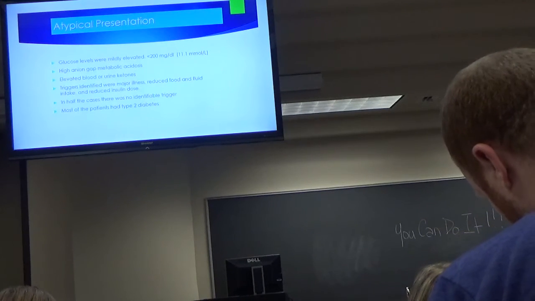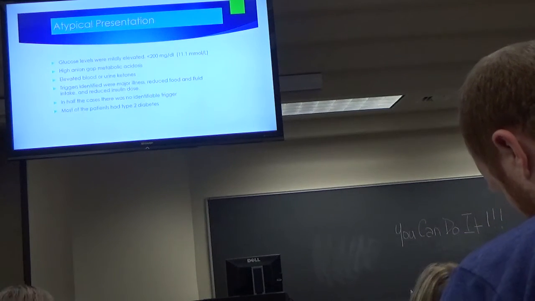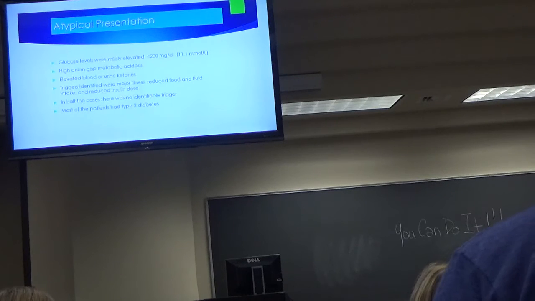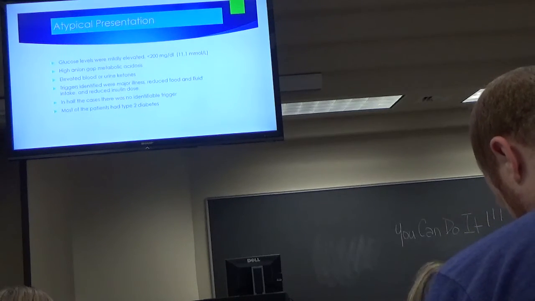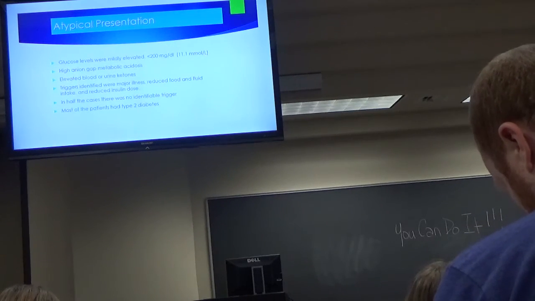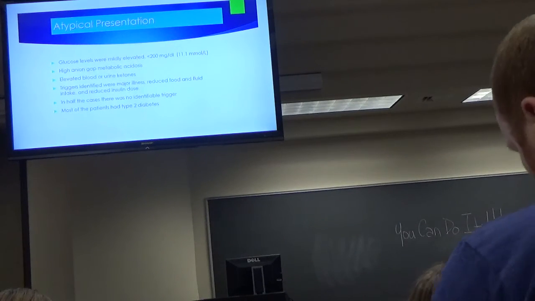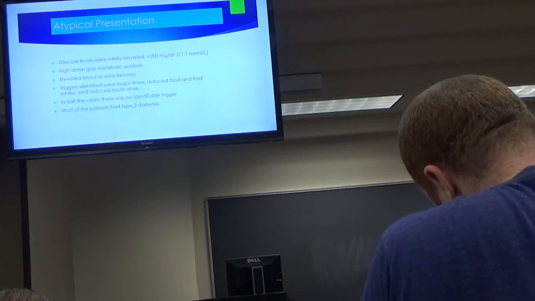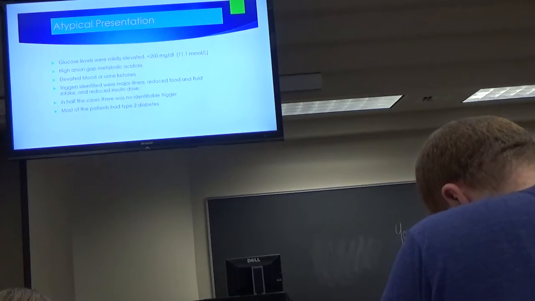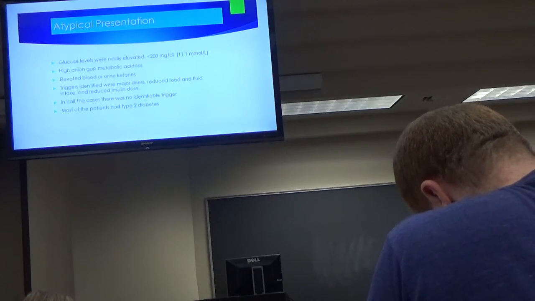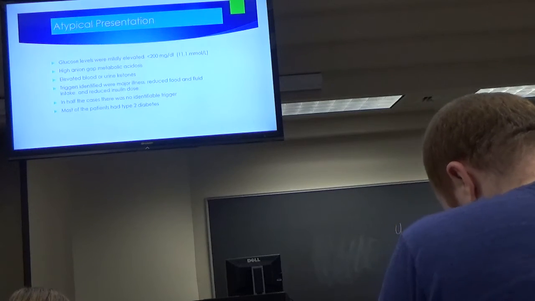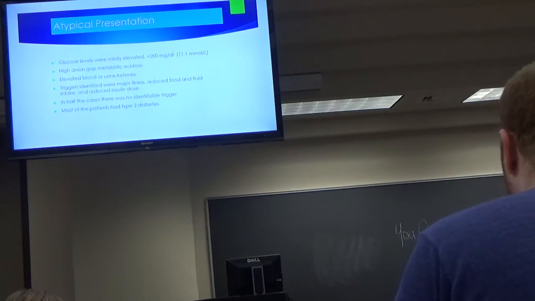Triggers identified were a stress, and this is what we'll see in type 1s. Usually there's a stress that brings it on. Usually a GI bug is very common, or they just quit taking their insulin for a few days. So major illness, reduced food and fluid intake, reduced insulin dose if they were on insulin as well. In half the cases, no identifiable trigger, and most of the patients were type 2.